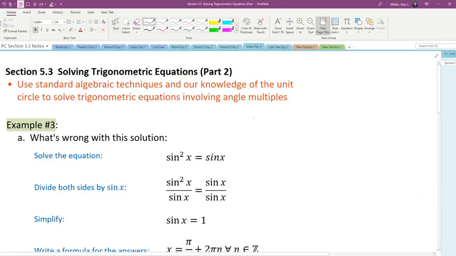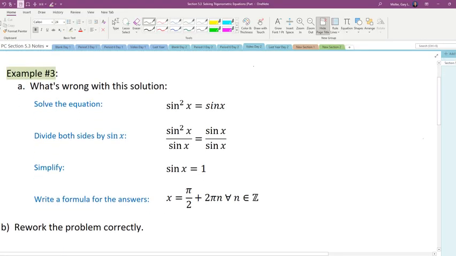All right, so to get started, I'd like us to consider this problem. Example number 3 is continuing from yesterday. What is wrong with the way this has been solved? I'm going to take a look at this, see if you can come up with something, and maybe a way to explain it to someone who doesn't see it.